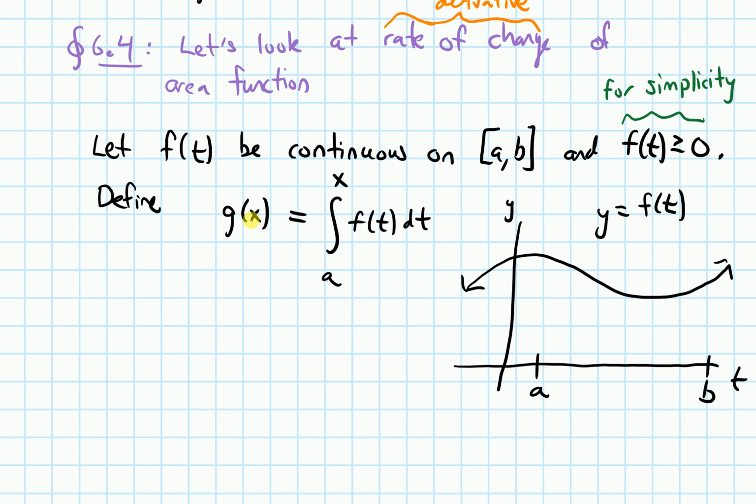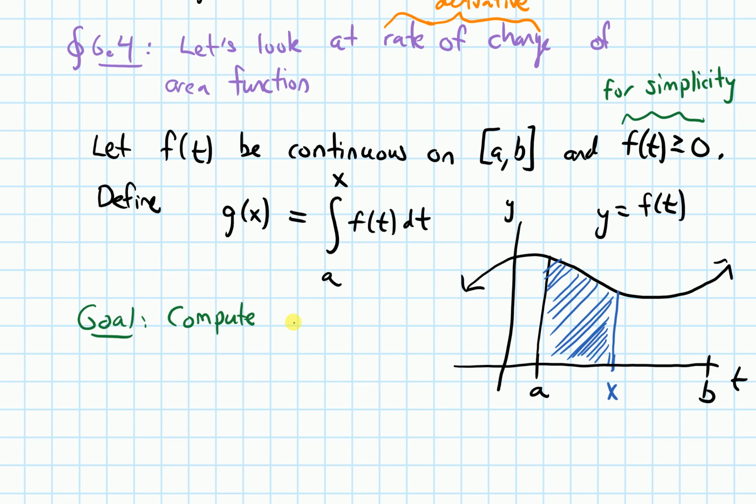What g of x represents is the area under the curve f of t on the interval starting at a up until whatever x is. So let's just say x is somewhere there. So g of x would be this area, the area under the graph, over the interval from a to x. So our goal is going to be to compute the derivative of this area function, g prime of x.